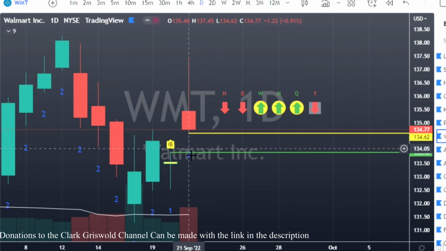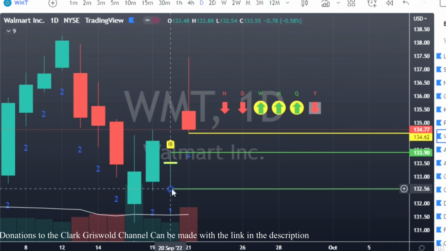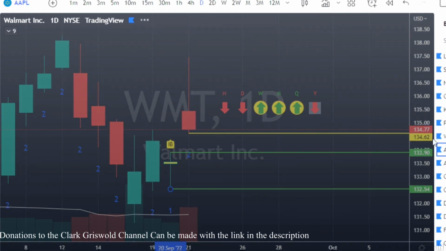So that's what we call a gap. So when we have those gaps, the targets go to the top of the candle, and then your next target can go to the bottom of that same candle. Okay. Next up, we've got Apple AAPL, 2 up, finished red.